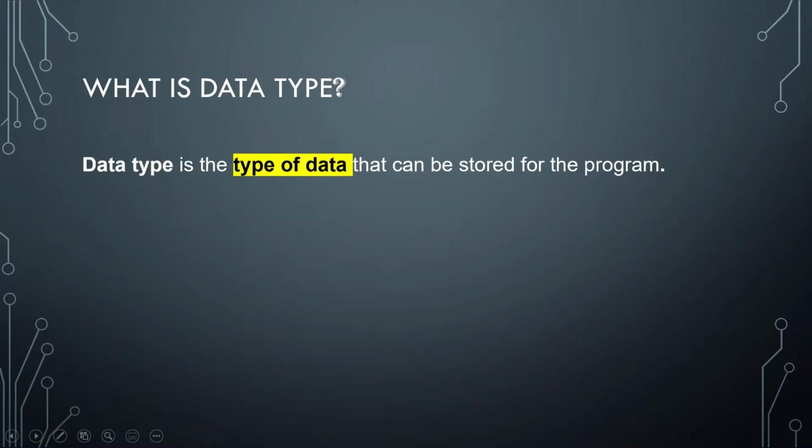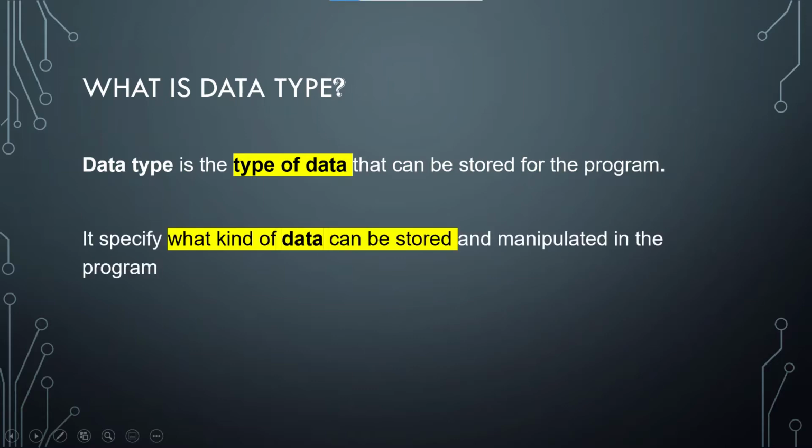Data type is the type of data that can be stored for the program. It specifies what kind of data can be stored and manipulated in the variables.